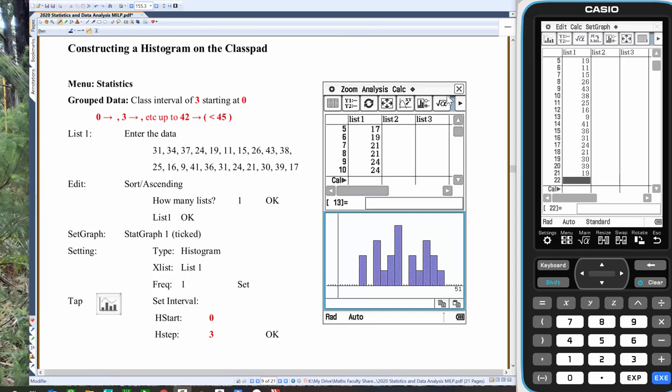Okay, so again, it's crucial that you check for errors. So I've got 21, which means I've probably entered the data correctly. I'm not 100% sure, but at least I've got one way that I can check that I've got all of the data points.